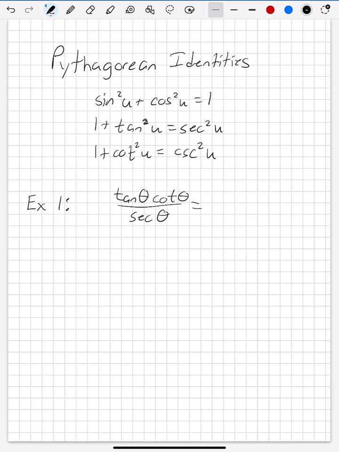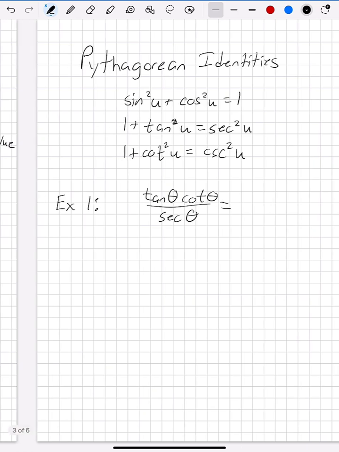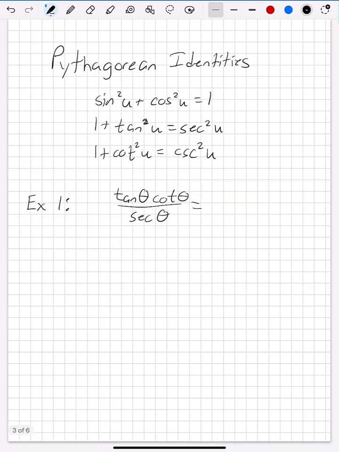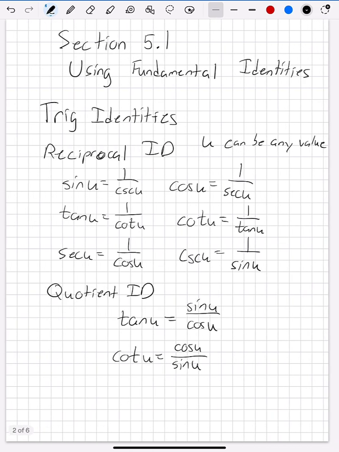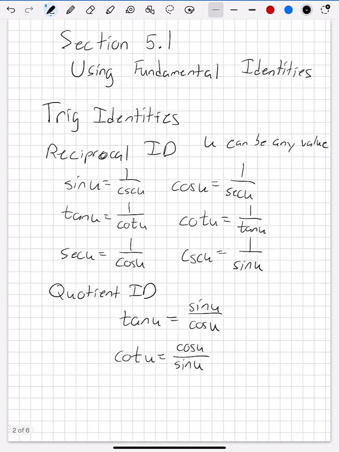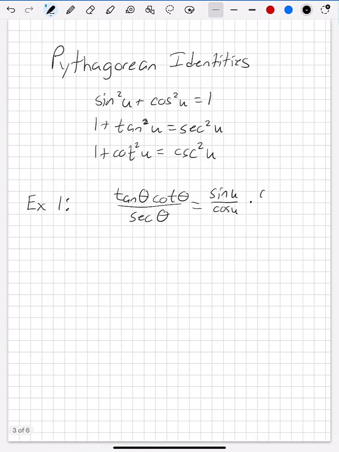All right, since I have tangent and cotangent and a secant here, I'm going to use the quotient identity. Tangent is sine of u over cosine of u. Cotangent can be written as cosine of u over sine of u. And it's still all divided by secant. Again, there's another way that we could have done this, but this is just the way I chose.